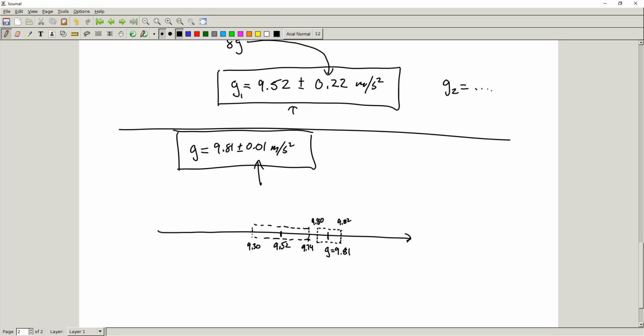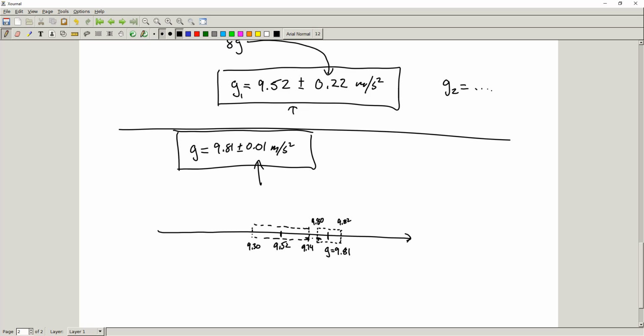And if these regions were to overlap, then we would say that these two values agree within experimental uncertainty. But since they don't share any region in which they overlap, they don't touch, we would say that these two values do not agree to within experimental uncertainty, and that's really all that there is to it. If the regions overlap, they agree to within experimental uncertainty. If they don't overlap, they do not agree to within experimental uncertainty.